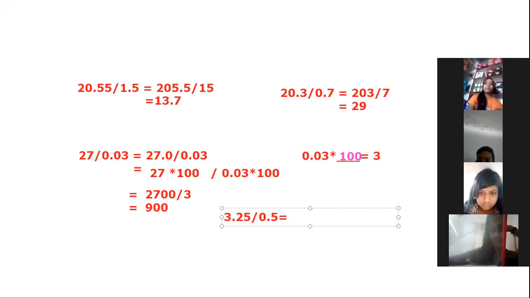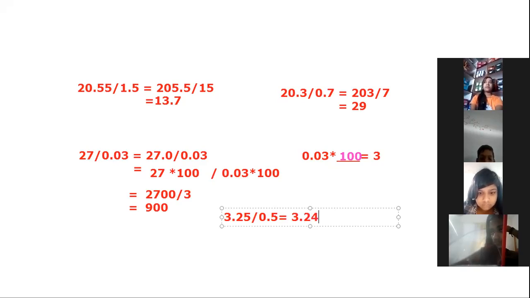5. 5 into 10. 0.5 into 10 will get as 5 itself. Then we have to multiply the denominator with 10. So we have to do the same in our numerator also. Then what happens? 3.25 into 10.